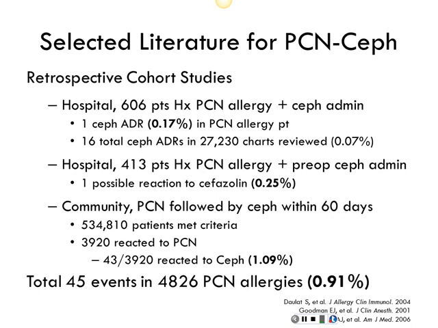And then we've got this next study that looked at, I think this was out of the UK as well, a community-based study that looked at patients who had gotten a prescription for a penicillin and then within the next 60 days had gotten a prescription for a cephalosporin. 534,000 patients in this study. Nearly 4,000 had a reaction to penicillin, and then only 43 of those 4,000 then had a subsequent cephalosporin reaction, so that's only 1%. Not 10%. So in total, we've got 45 events of 4,826 penicillin allergies, which comes out to an average of less than 1% problem with a penicillin to a cephalosporin.